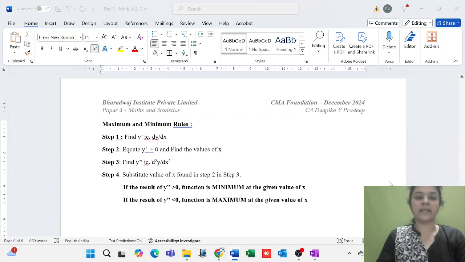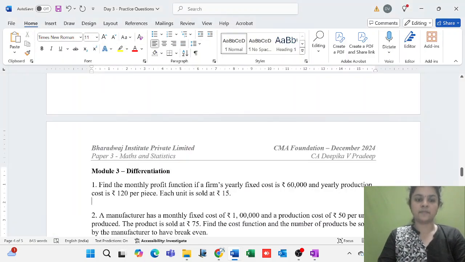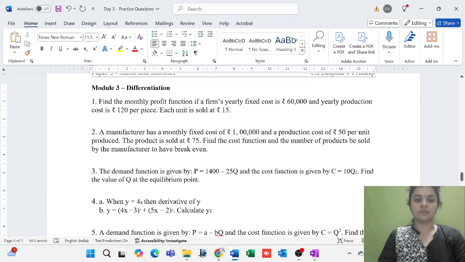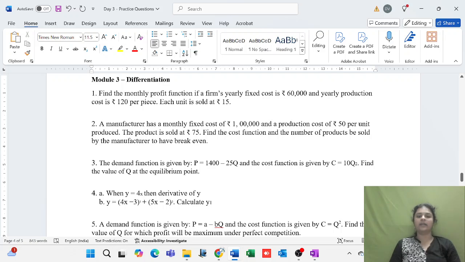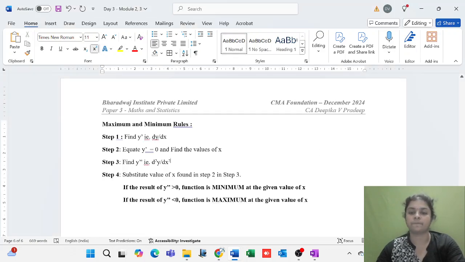Shall we go to some practical questions? Let's solve a limited number of model questions on the revenue cost model and your maximum minimum rule. Question number 1. Find the monthly profit function if the fixed cost is 60,000 and production cost is 120 per piece. Each unit is sold at 15 rupees.